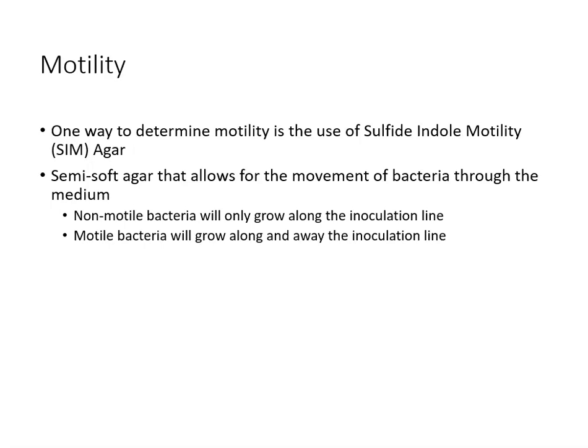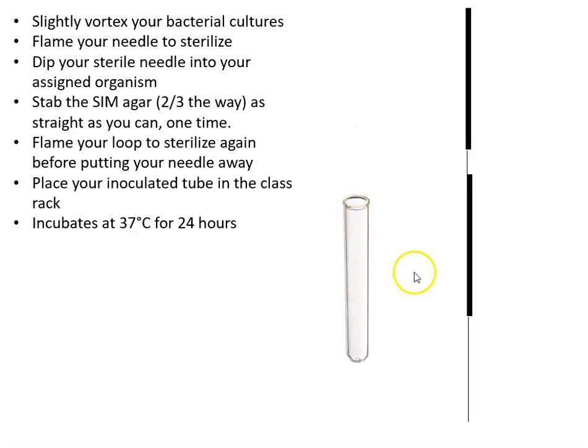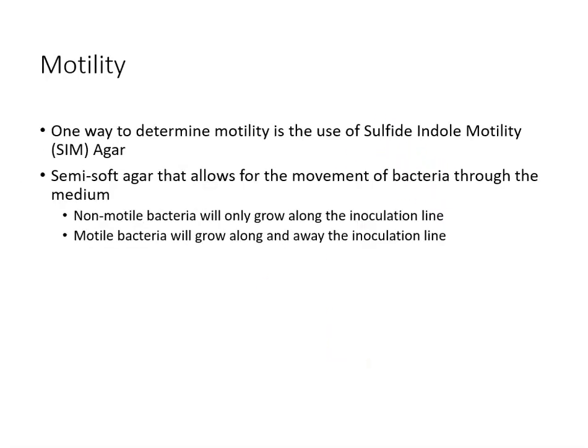Sometimes trying to make a wet mount is a little difficult. But another way you can do this is you use SIM agar, sulfide indole motility agar. And this agar is semi-soft. It's softer than regular agar. It doesn't gel as much, and it allows the bacteria to move through the medium. And so what you're going to do is you stab the medium. I'll just show you, so the medium would be there. You take this needle and you stab it.